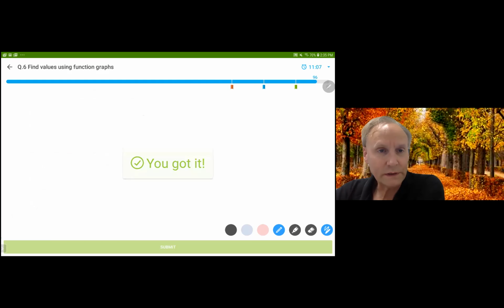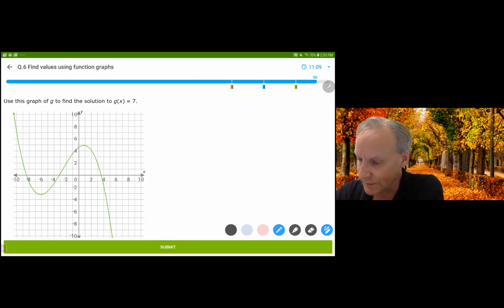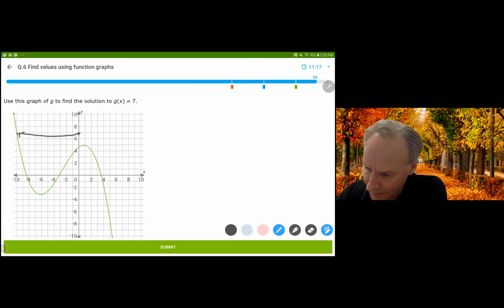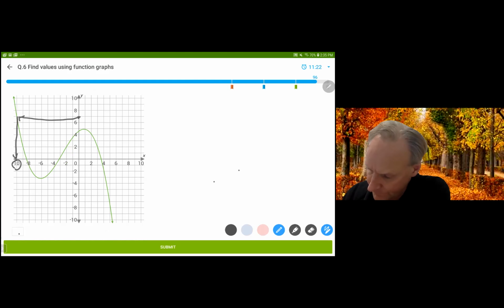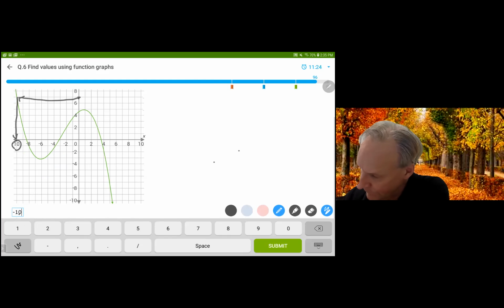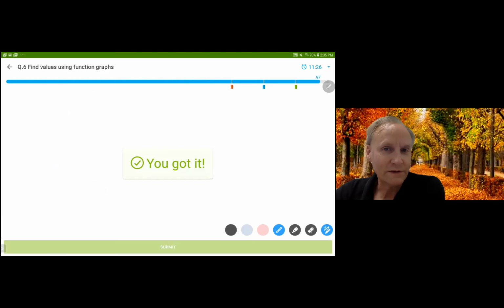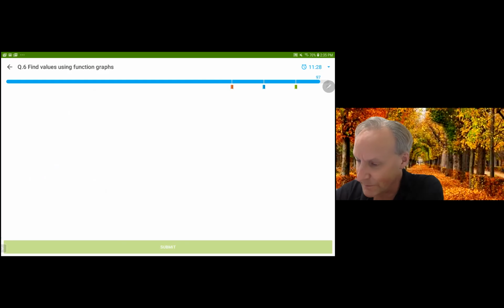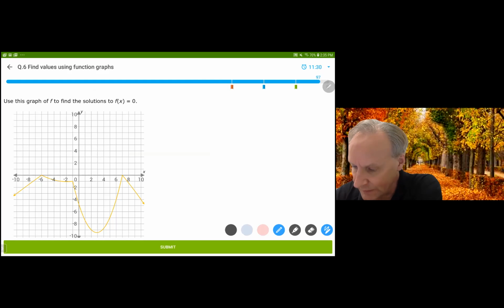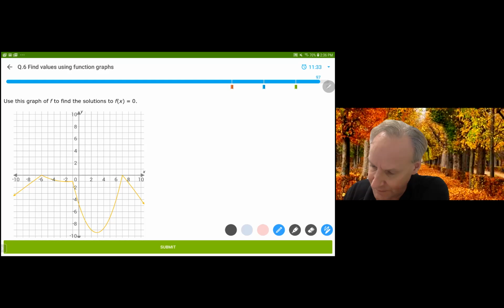Reading graphs is really important, and reading function graphs is especially good. F of x equals 7, well, or g of x, sorry, that's 7 for the y. So it looks like our x value is -10. I just have to make sure it actually put it in there. All right, now this time we want f of x equals 0, which happens here and here at 7 and -6, isn't it?